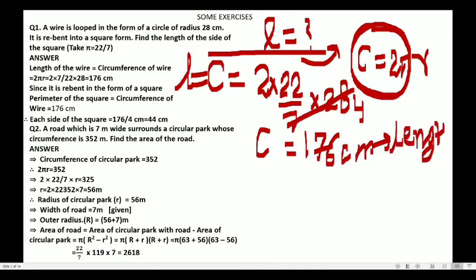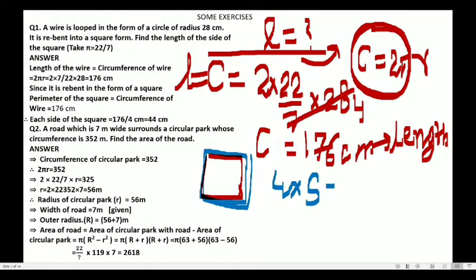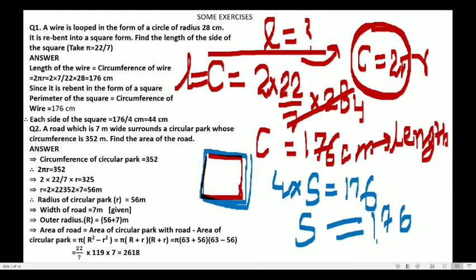Now this same wire, which has a length of 176 centimeters, is again rebent into the form of a square, and we don't know the side of the square. Since this wire is rebent into the form of a square, it is covering the perimeter of the square. So what is the perimeter of the square? 4 into side. I am taking the side as S. So this equals 176. By dividing 176 by 4, we can easily find the side of the square. So this is what I have done here. 176 by 4 gives you 44 centimeters, the side of the square.